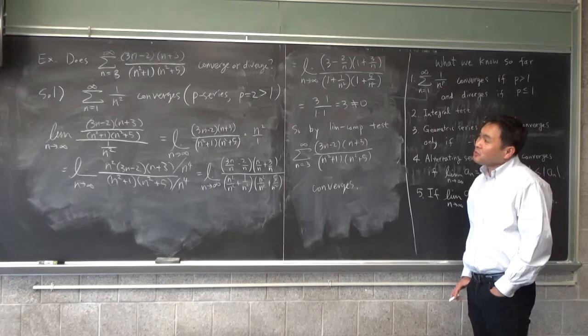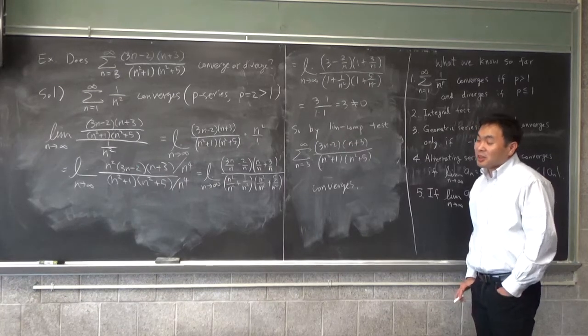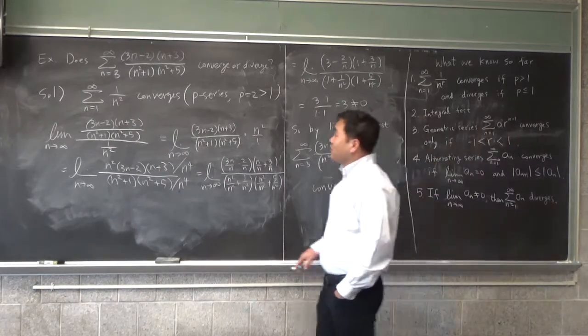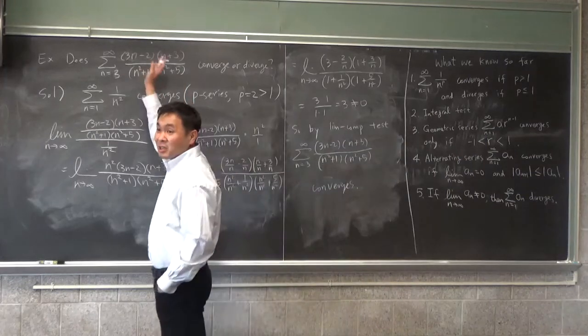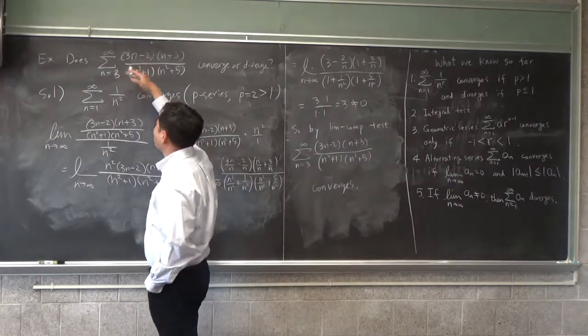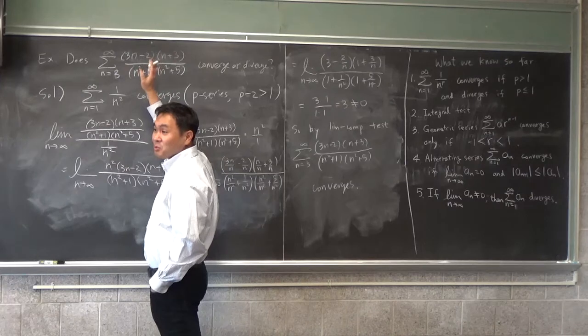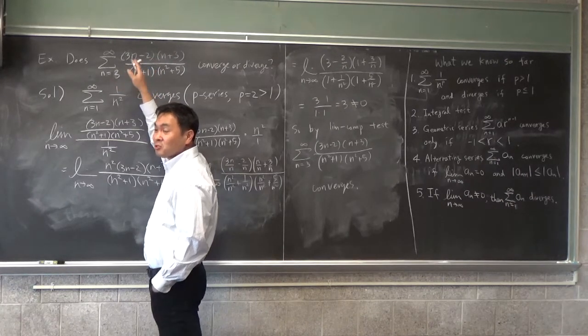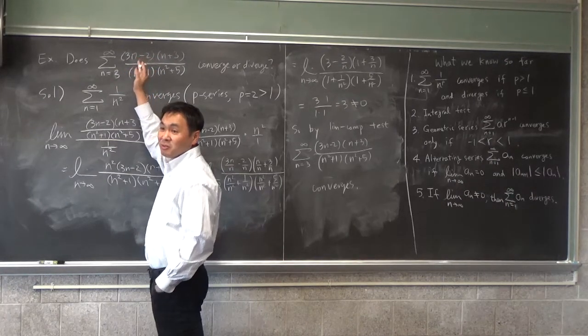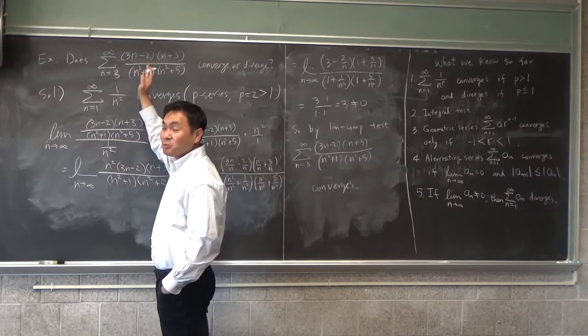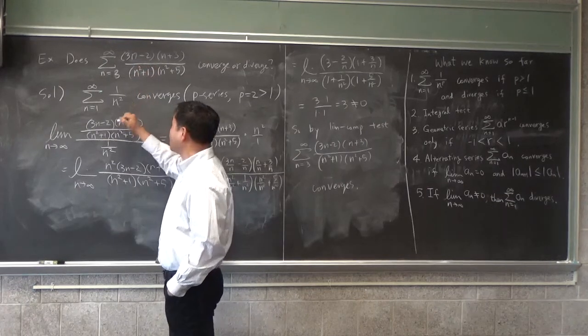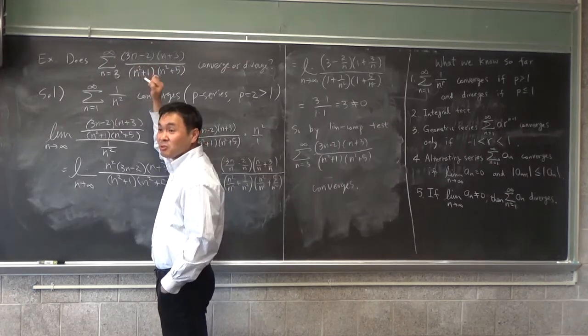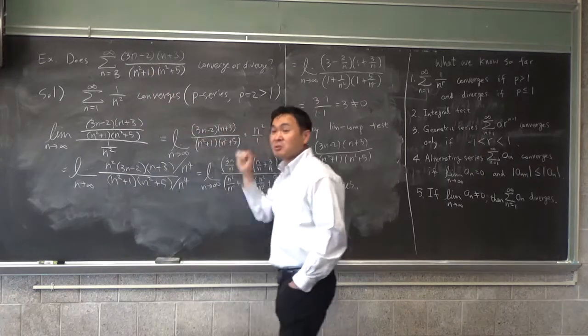So here, I guess the lesson is that when you see something complicated, try to get rid of the less important things and try to judge the behavior of the series. This behaves like 3 over n squared, of course. It says 1 over n squared converges, so this should converge as well. That's the idea of the limit comparison test.